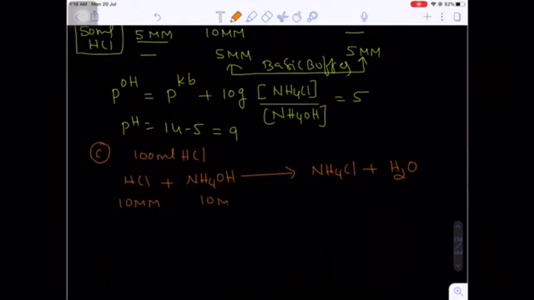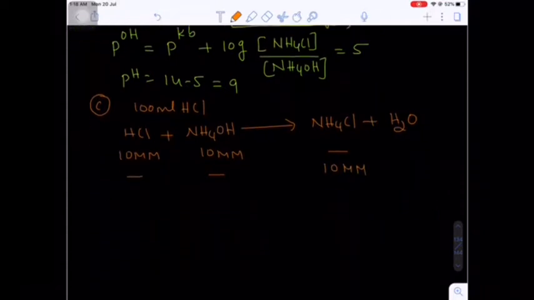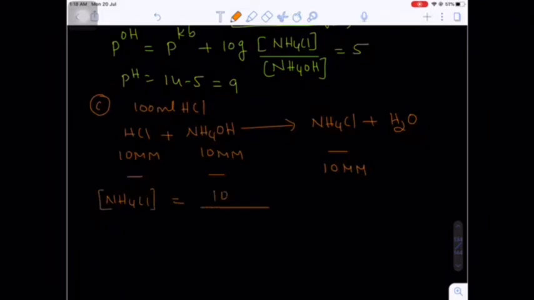And what is the formula of water? H2O. Now here hydrochloric acid is 100 ml into 0.1, that will be 10 millimoles. Here ammonium hydroxide is also 100 ml into 0.1 molar, that is also 10 millimoles. Now here both are limiting reagents. Now both will be completely consumed, and only salt formation is there in the solution, that will be ammonium chloride. Now what is the concentration of ammonium chloride? Total number of millimoles of salt will be 10 millimoles.